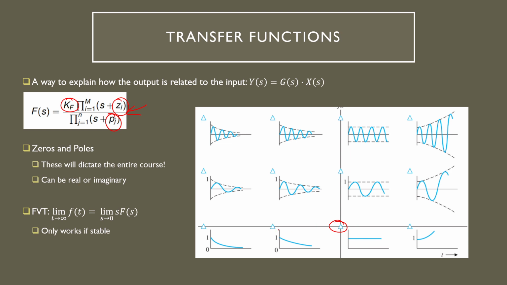So if you just have one pole, you'll have a flat line if you have a pole at the origin. If you have a pole to the left of the origin but still on the real axis, you're going to get a descending curve. The further you go, the faster this curve descends. Similarly on the right, you get an ascending curve. The further on the right you go, the faster the curve ascends.